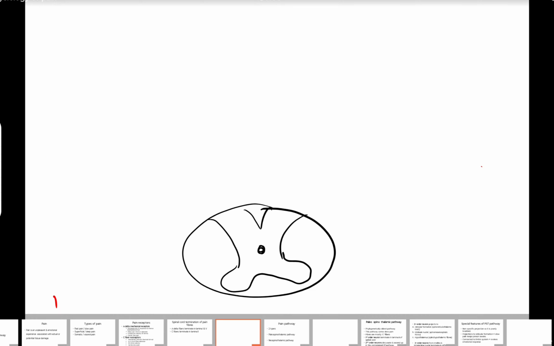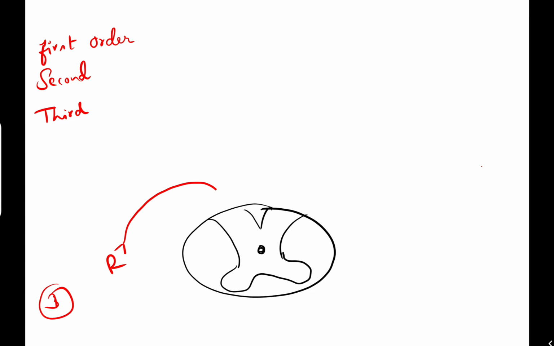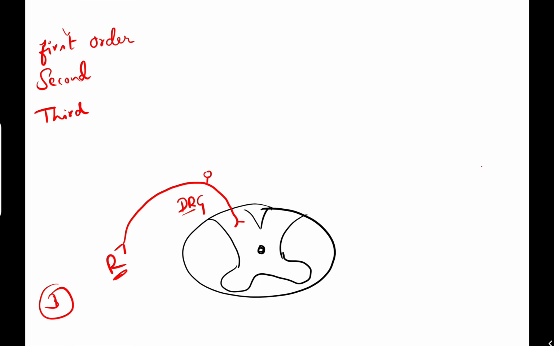To simplify, I'll tell you there are 3 neurons. Let us name them the first order neuron, second order neuron, and third order neuron, meaning there are 3 neurons in this pain pathway. One starts from the receptor. I'm drawing the first neuron here. The cell body of this neuron is present in the dorsal root ganglia. The neuron which starts from the receptor and ends in the spinal cord, with the cell body in the dorsal root ganglia, I call the first order neuron.